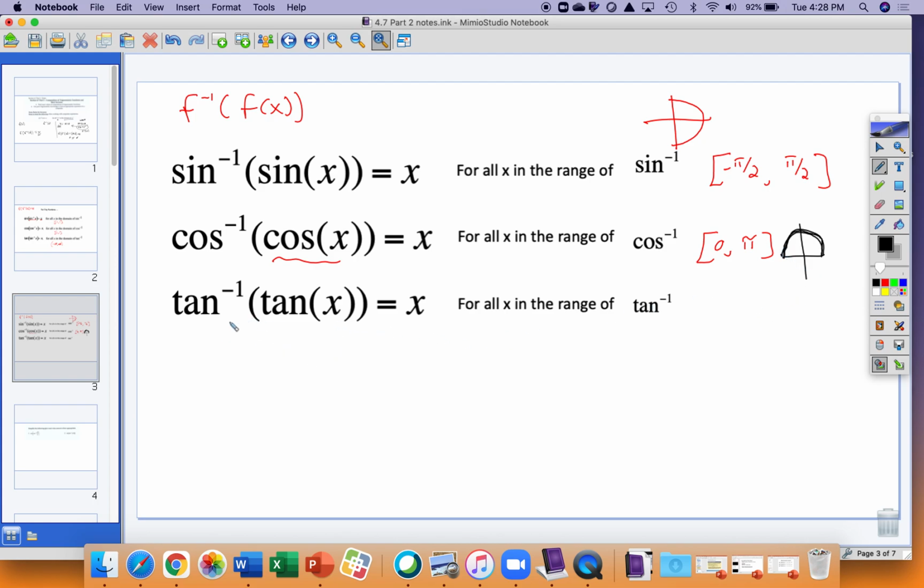And then tangent inverse of tangent of x simplifies down to x as long as x is in the range of tangent inverse. And the range of tangent inverse is negative pi over 2 to pi over 2. We're not including the pi over 2's because they would give me an undefined value. So while sine includes these endpoints, tangent is looking at the same ones but not including those values, because that's where tangent is undefined. Okay, let's look at some examples.